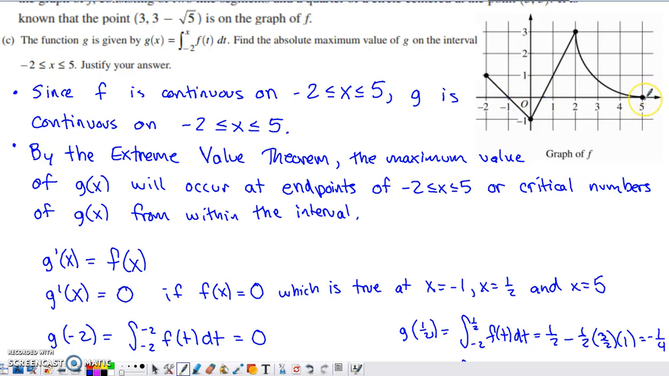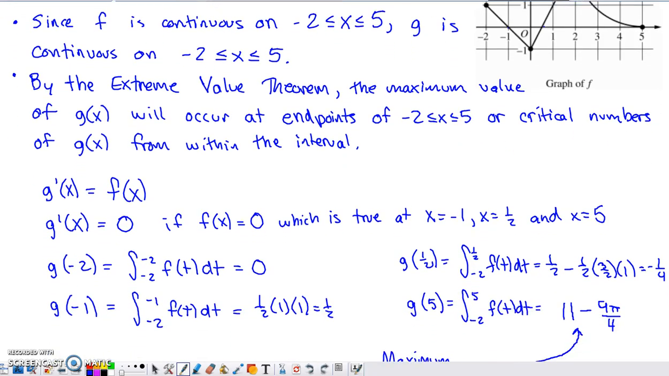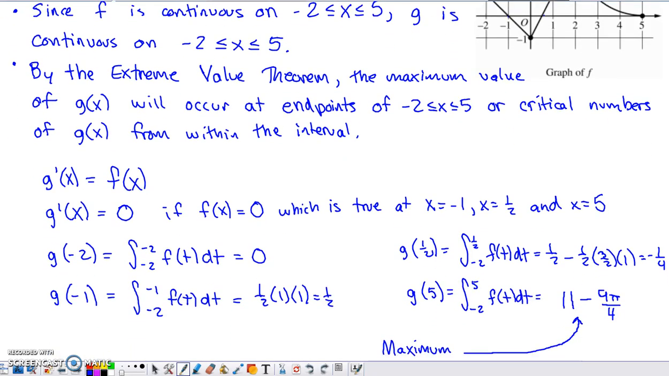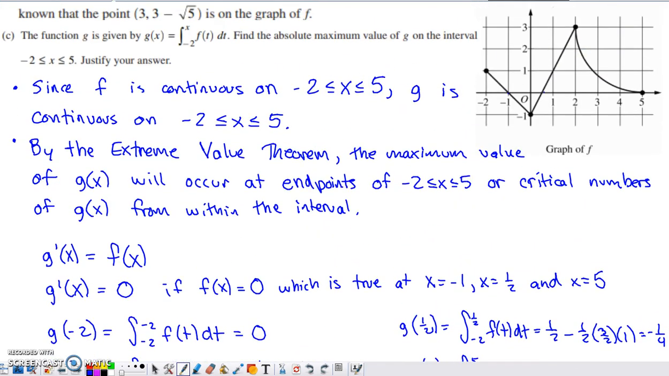Now g prime is equal to 0 again at 5, but I've already got 5 under consideration because it's one of the endpoints of the interval that we're working with. So I need to figure out what g of -2, g of -1, g of 1/2, and g of 5 all are. So I'm plugging those values, -2, -1, 1/2, and 5, into the place where the x occurs in g.